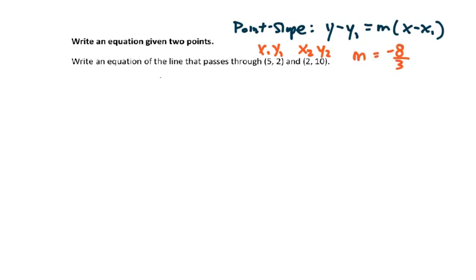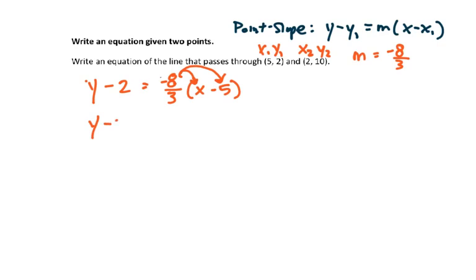So we've got this equation, and we're going to pick a point. x1, y1 is already labeled for us. We're just going to go with that. So we've got y minus, instead of y1, we're going to put 2. And then m is -8/3 times x minus x1, which is 5. And we normally don't stop here. We normally take it all the way through to y equals mx plus b, which means we got some math to do.